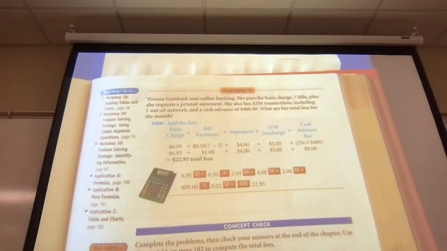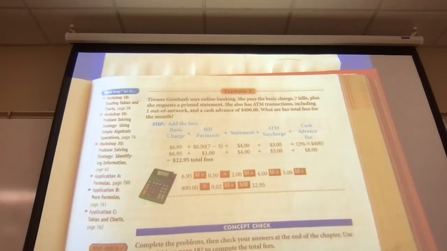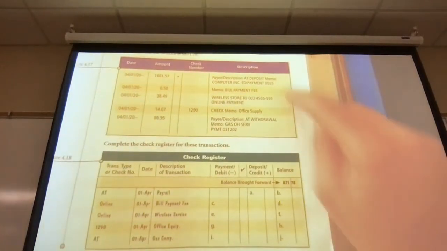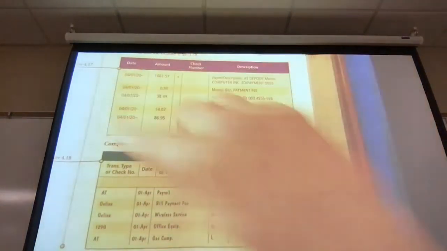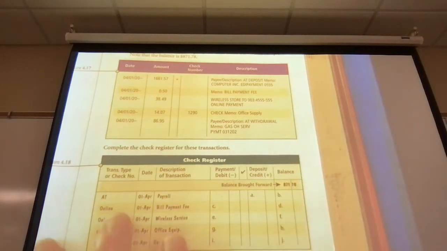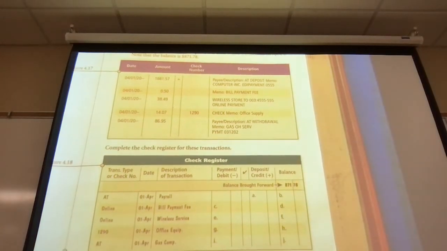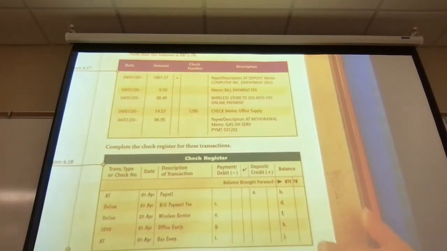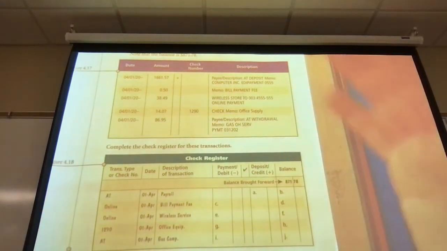So that's the first way they do it, just picking the things off the chart, adding those up to figure out how much it's going to cost for the month. The other way they will do it is where they give you something like this. They're going to give you your bank statement for the month, and you're going to come down here, put it on your check register to see how much it's costing you. It's really just doing a check register like we've done before, but now they're going to put in some things with online banking.